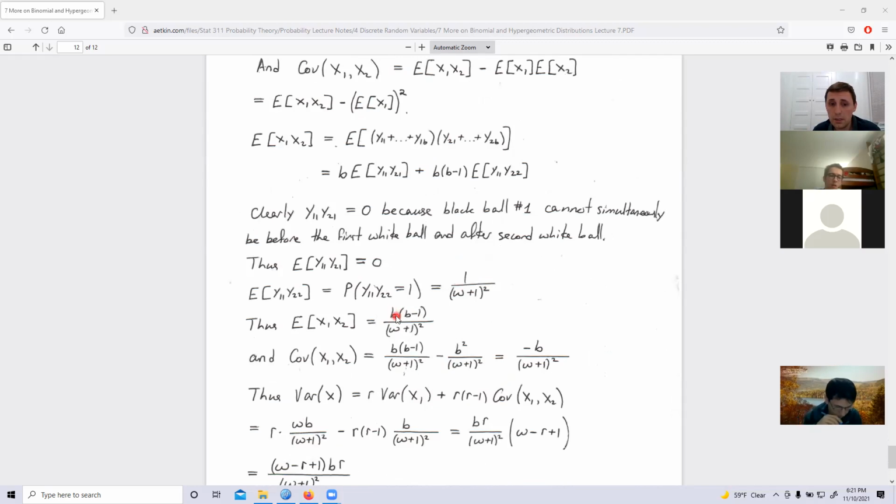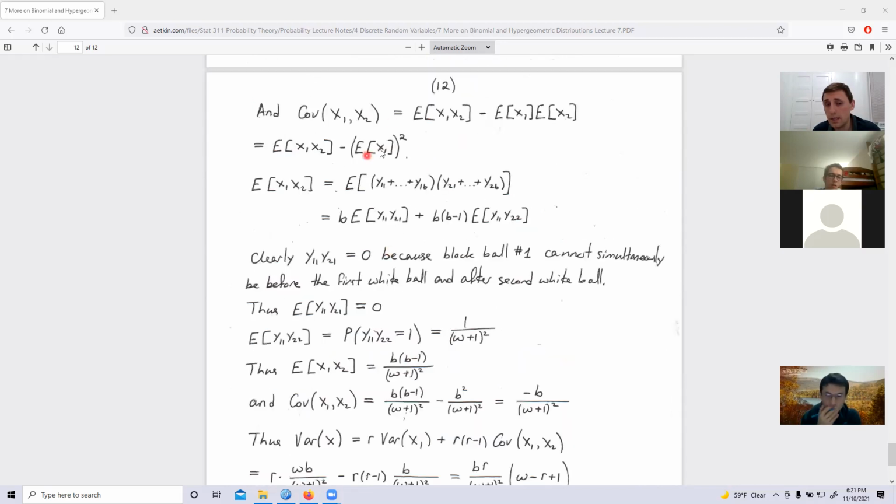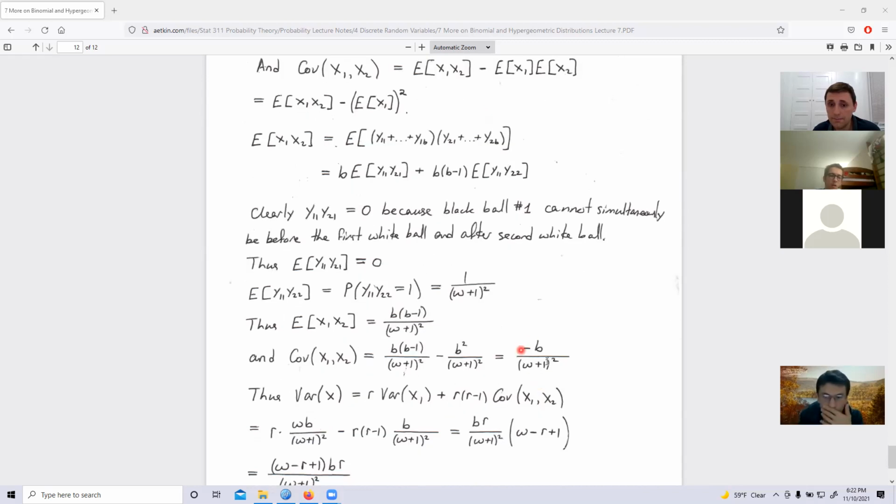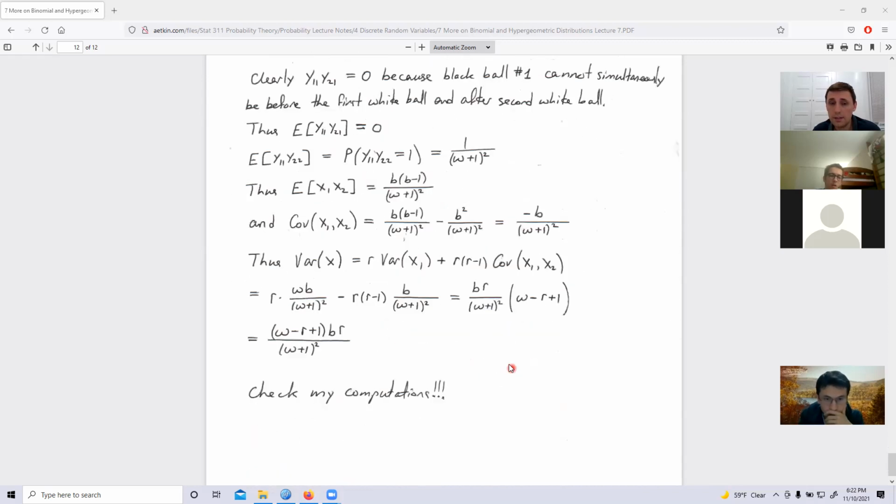Here it is. Yes, and then covariance is what? It's this number that we calculate from the product of expected values minus the square of the expected value of, let's say, x1, which we already know from before. And when we simplify, this is what you get. Right, and then what is the variance? Variance is R. And okay, check my calculations. I said hopefully nothing is wrong here. So it's R times variance of x1 plus R times R minus 1 covariance. So when you finish the calculation, then this is what you get, right?